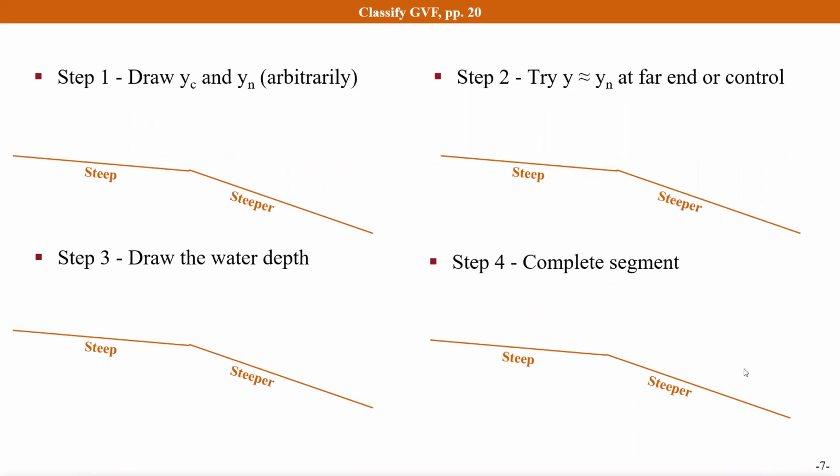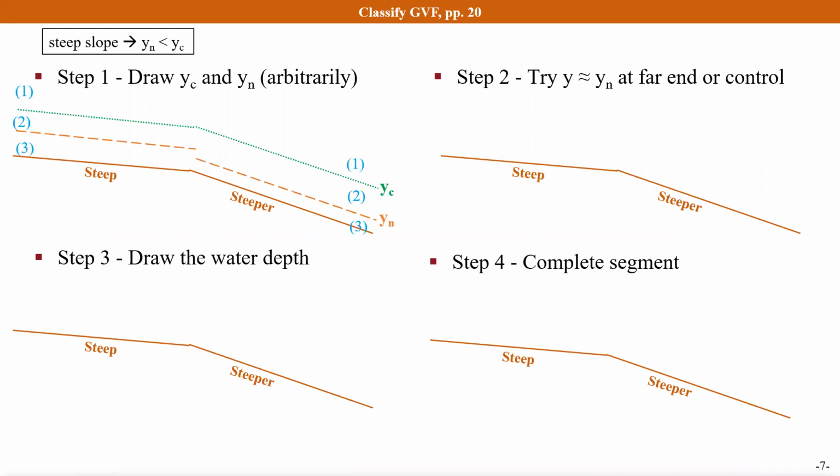In the third scenario, the water moves from a steep channel to a steeper channel. Similarly, the first step is to draw the critical depth, and then we can draw the normal depth. Because it's a steep slope, the normal depth should be lower than the critical depth, and the normal depth in the steep channel should be higher than the normal depth in the steeper channel.